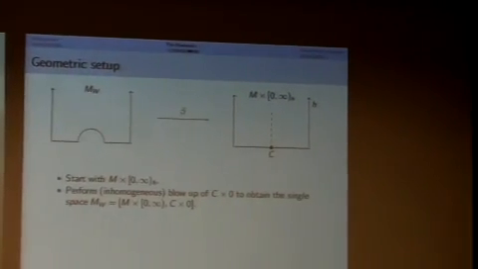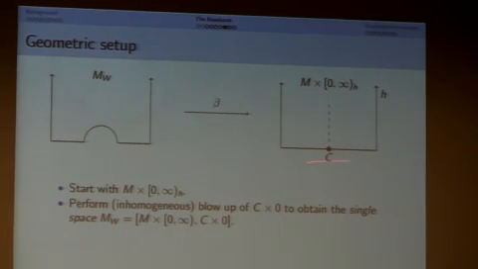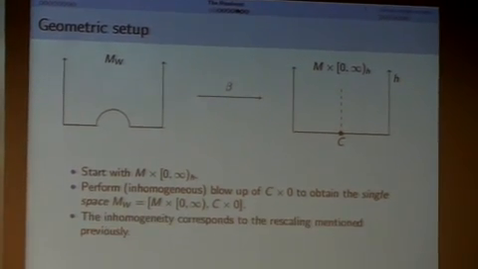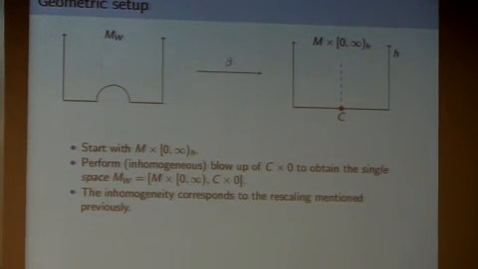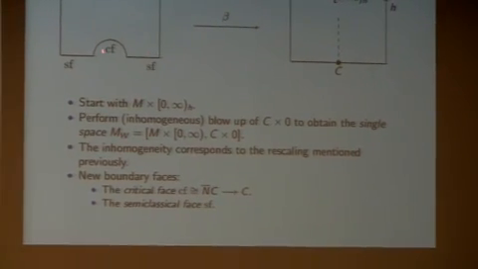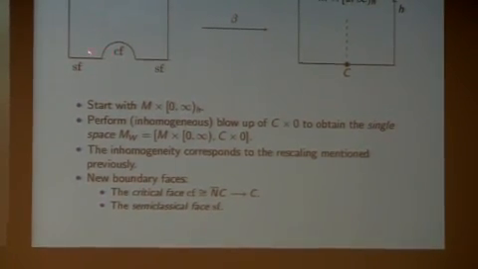The geometric setup is this. So I said we start with this space. We do a blow-up at the critical set at h equals 0. It's actually an inhomogeneous blow-up that corresponds to the rescaling that I mentioned in the coordinates. So there are new boundary faces here. We call this the critical face, and the semi-classical face here.